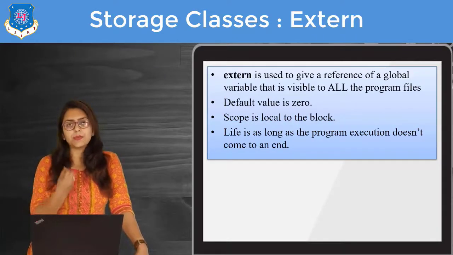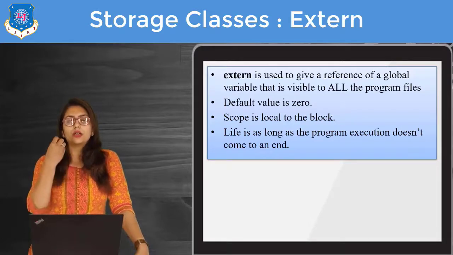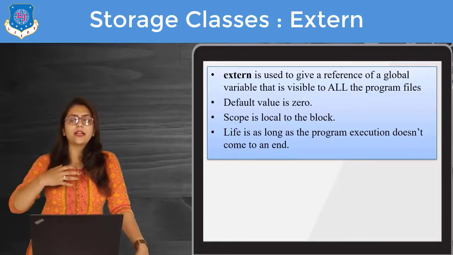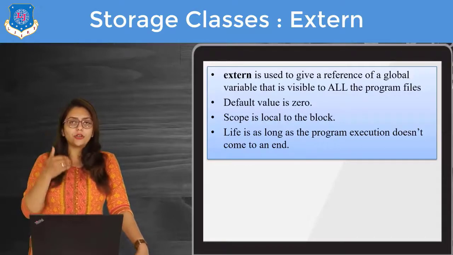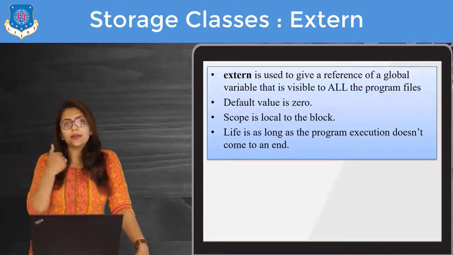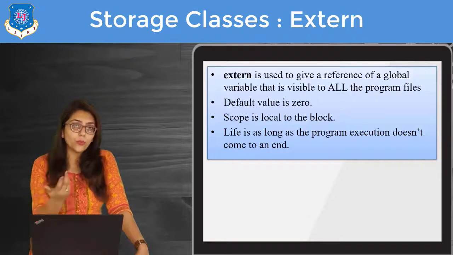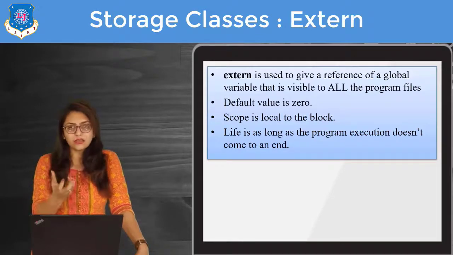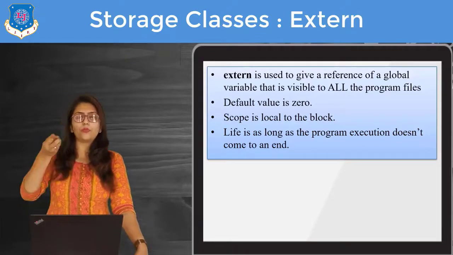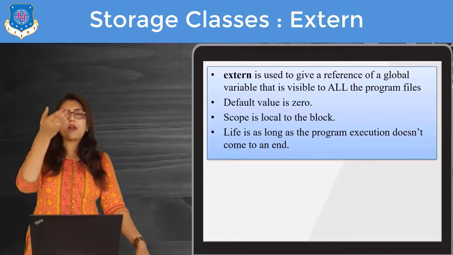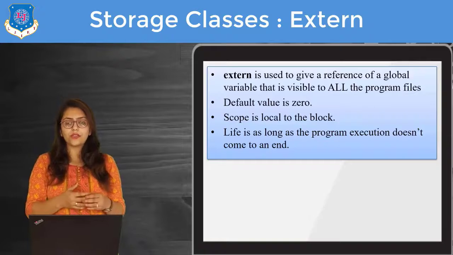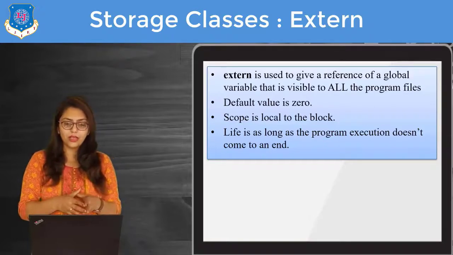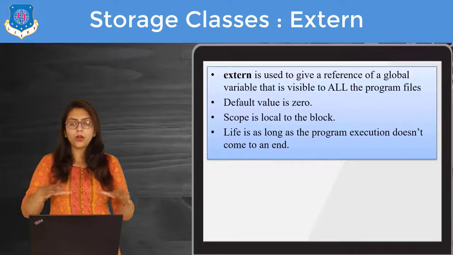Sometimes it may happen that some function is defined in some other C file and you want to use that function in your current C program. Or sometimes you are declaring some kind of global variables. So the extern keyword is basically used when you want to use a variable or function from an outside file. External is used to give a reference of a global variable that is visible to all program files.